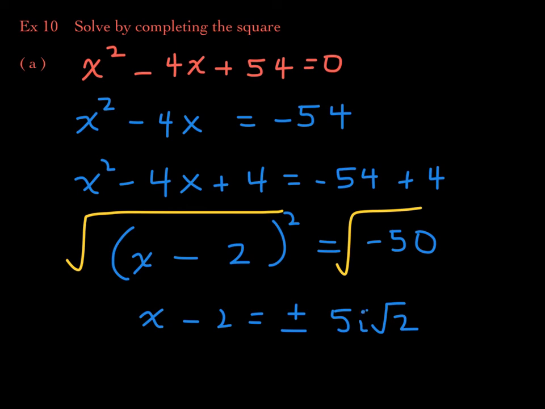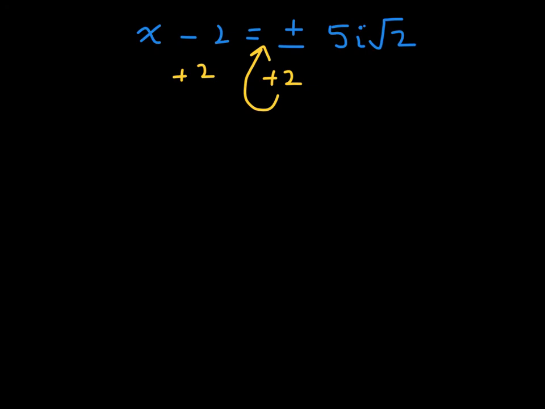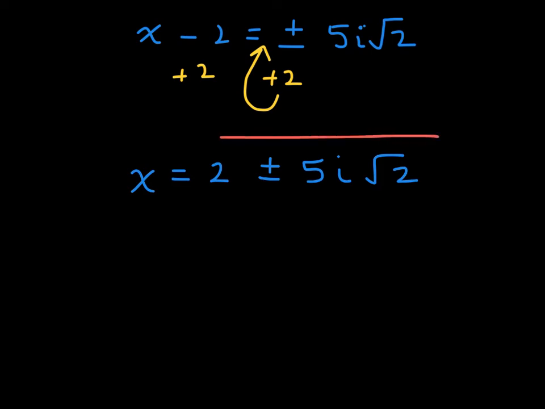The only thing that's left to do is add 2 to the right-hand side. Now remember where you're putting the 2, right in front of the plus or minus symbol. So then your final solutions are x is equal to positive 2 plus or minus 5i root 2. These are imaginary or complex conjugate solutions.